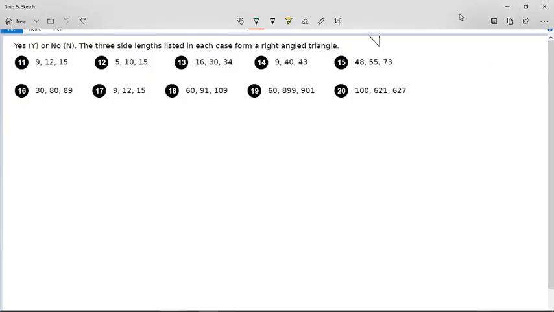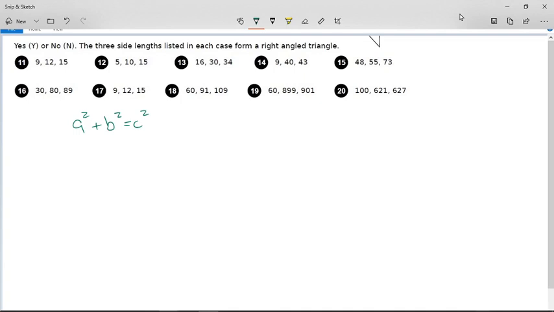Okay, this is the 50-50 about Pythagoras. It's questions 11 to 20. It says, yes or no, the three side lengths listed in each case form a right-angled triangle. So according to the theorem of Pythagoras, for any right-angled triangle, a squared plus b squared equals c squared, where c is the hypotenuse of the triangle.